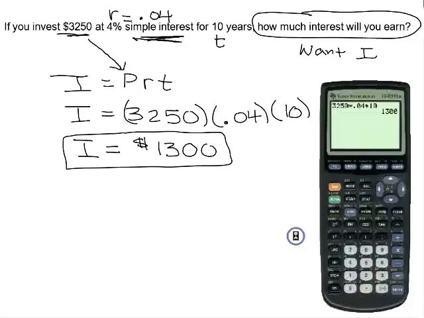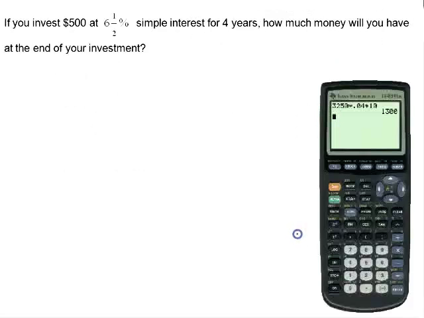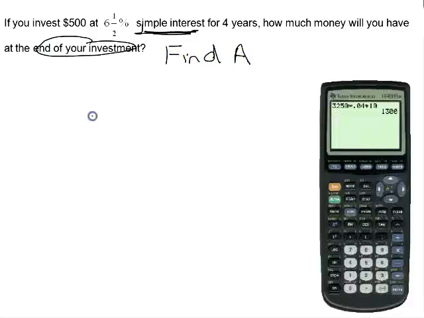Let's look at another example. If you invest $500 at 6.5% simple interest for 4 years, how much money will you have at the end of your investment? Well, first of all, I see that we're talking simple interest, so I'll have to use a simple interest formula. Now the question is, how much money will you have at the end of the investment? If we're trying to figure out how much money we will have at the end of the investment, we're trying to find the future value. We're trying to find A.